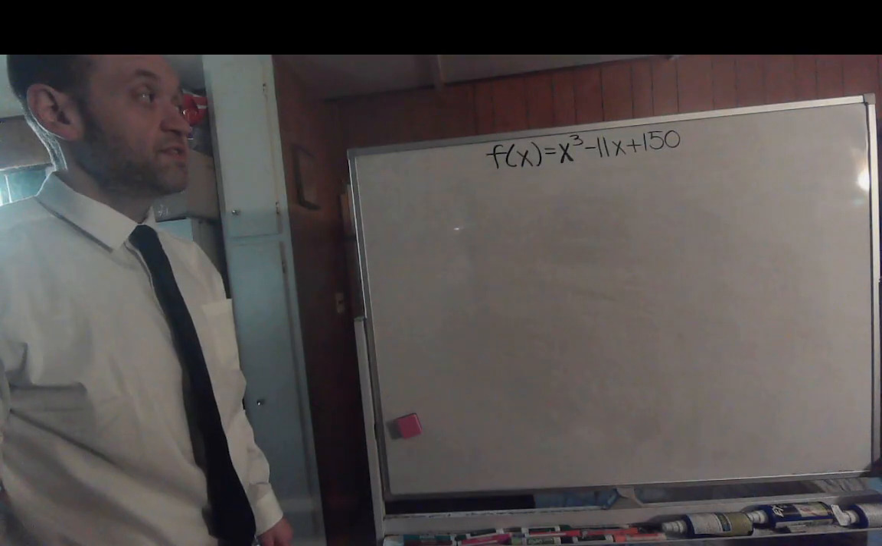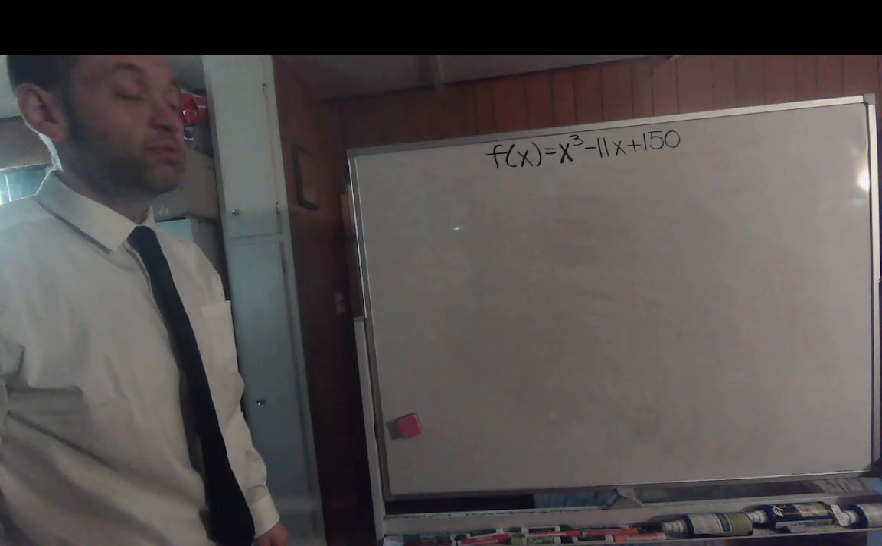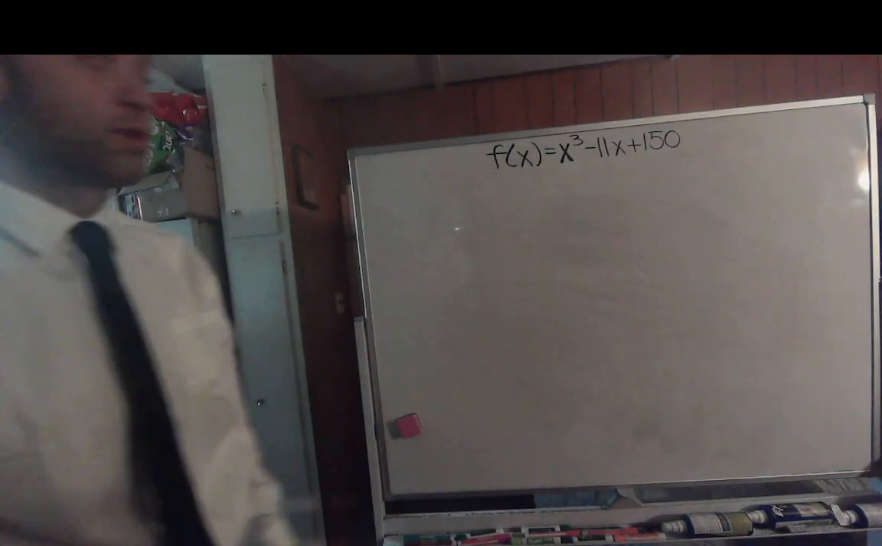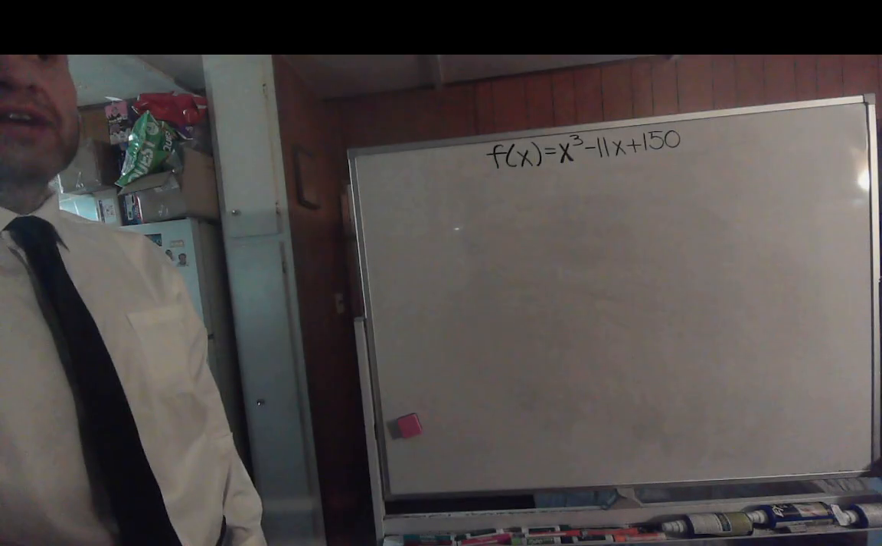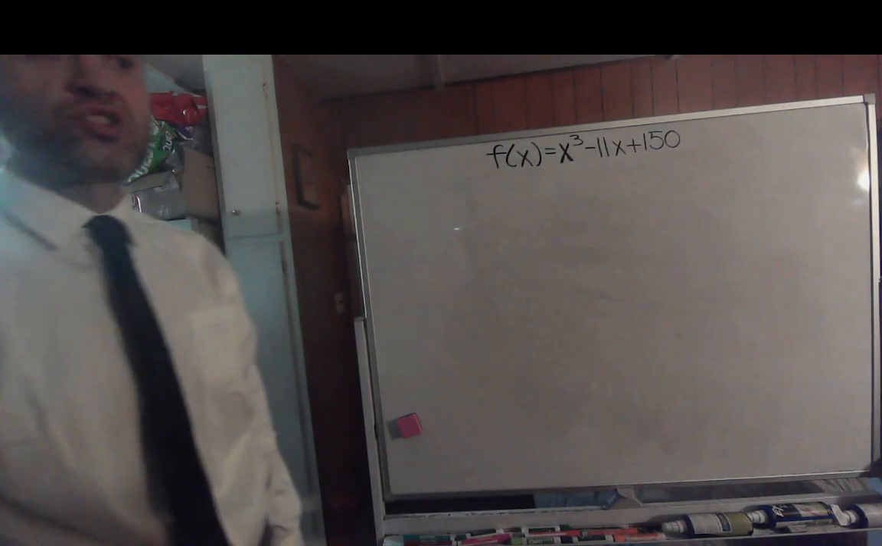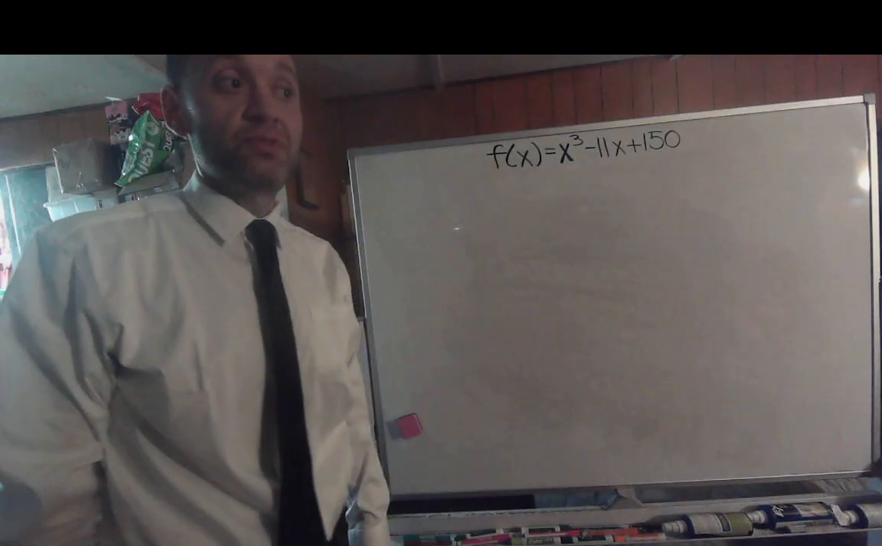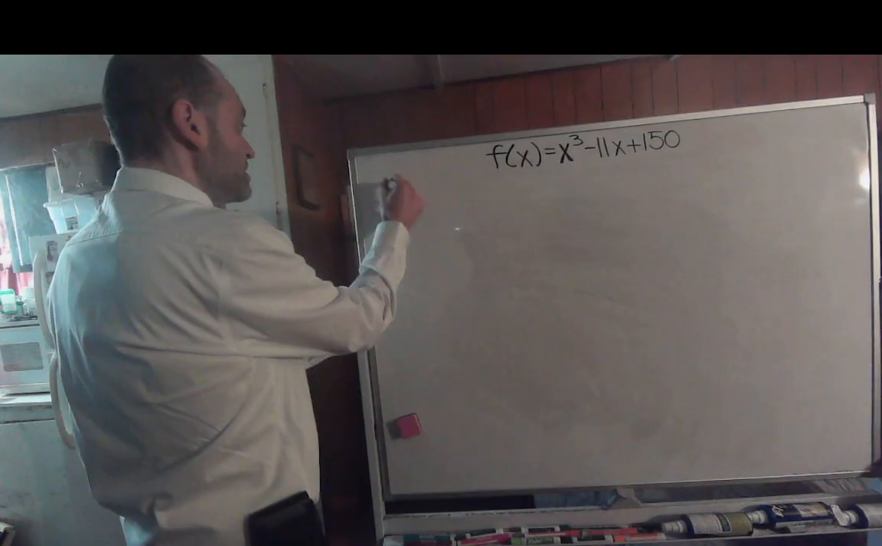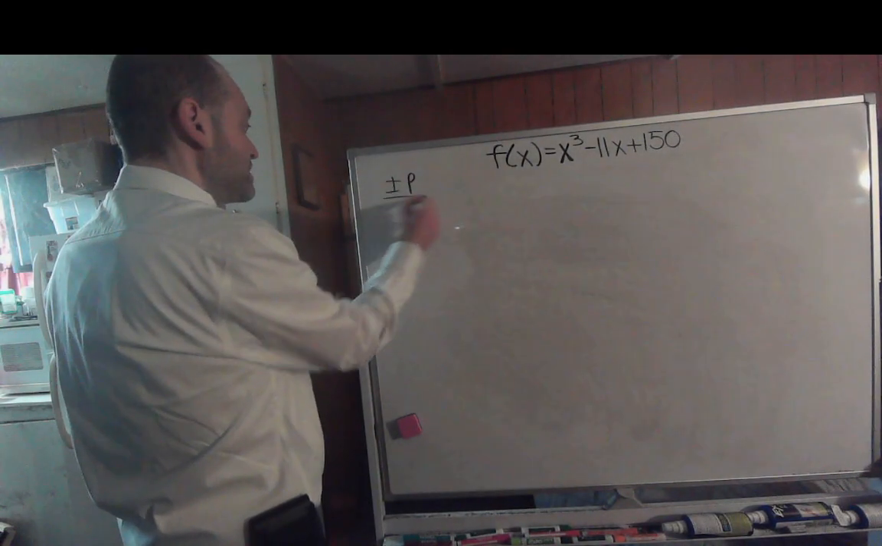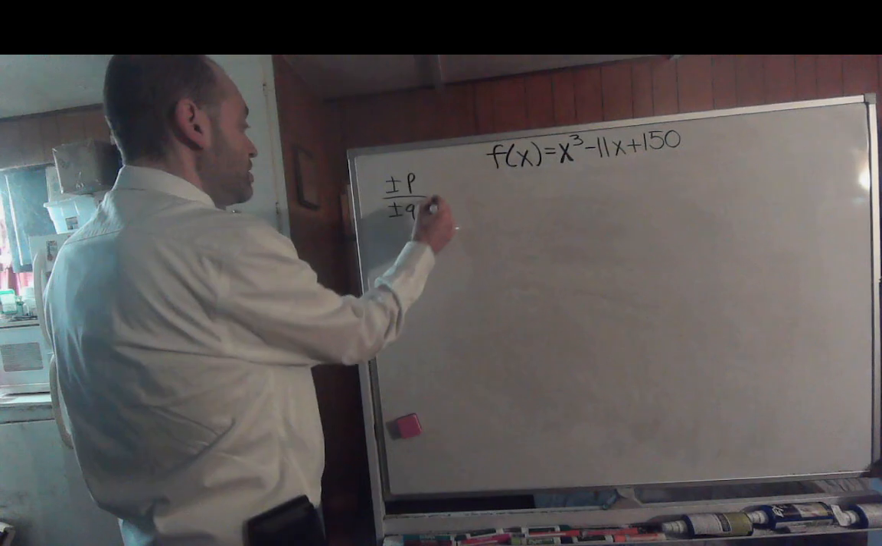Factoring isn't going to save us this time. We can't even use completing the square or the quadratic formula because this is not a second degree polynomial. We have no choice but to use the rational zero test and do synthetic division. So let's do our plus and minus p over plus and minus q.